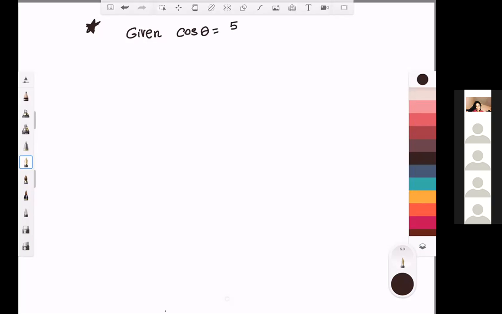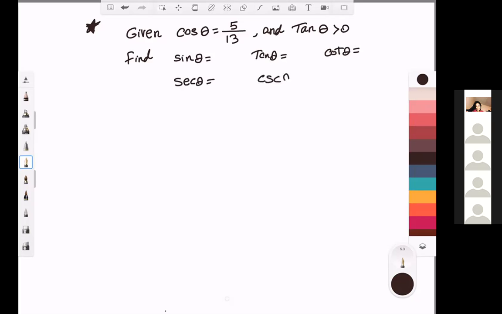5/13, correct? And the tangent of theta is greater than 0, then find sine of theta, tangent of theta, cotangent of theta, secant of theta, cosecant of theta.